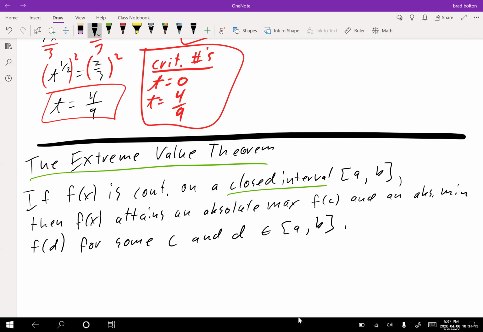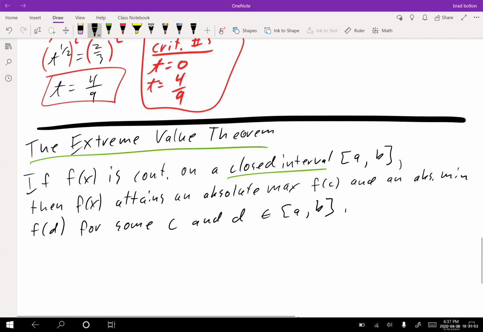Then the extreme value theorem promises you that f of x does attain an absolute max f of c and an absolute min f of d for some c and d an element of a and b. What it's saying is that if you have a closed interval and it's continuous, you're going to get an absolute min and you're going to get an absolute max. The key is the interval has to be closed and it has to be continuous. Think of all the weird scenarios where if it wasn't a continuous function, you could teleport, and your graph could just jump around. So they're saying these two criteria have to be met. Okay.